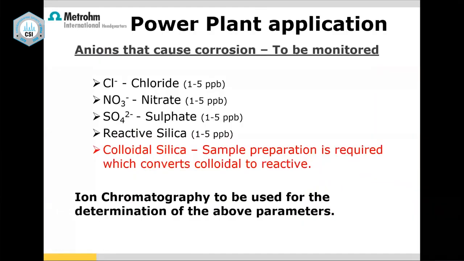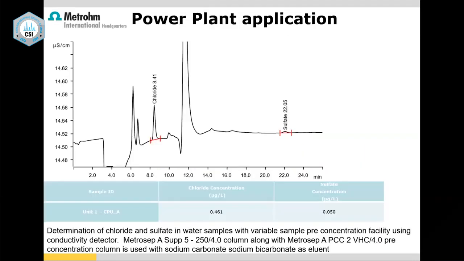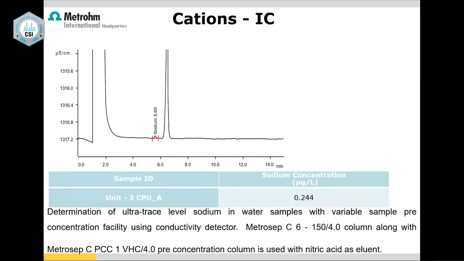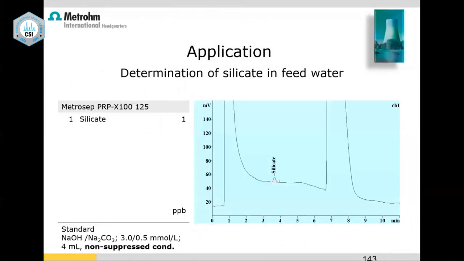Power plants, where chloride, nitrate, sulfate, these are all anions which cause corrosion. It is possible. This is what we have done, 400 ppt and 50 ppt of sulfate. We can also do cation analysis and amines analysis in the same power plants. Sodium, we have done 244 ppt or 0.244 ppb in the presence of high amounts of ammonium. This is again silicate in the same power plants.